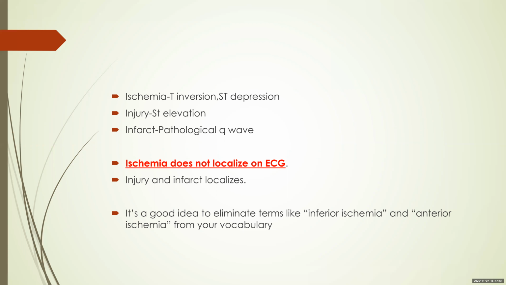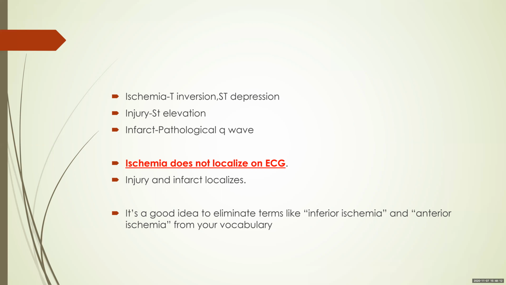Injury and infarct do localize. That is, if you have an ST elevation in V1 to V4, you can say it's an anterior wall MI. Similarly, if you have an ST elevation in II, III, and aVF, you can say it's an inferior wall MI. Infarct localizes. If you have a pathological Q wave in the anterior leads, you can say it's an old anterior wall MI. If you have a pathological Q wave in the lateral leads, you can say it's an old lateral wall MI.